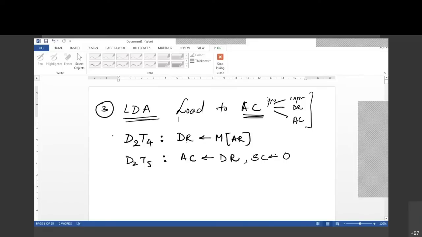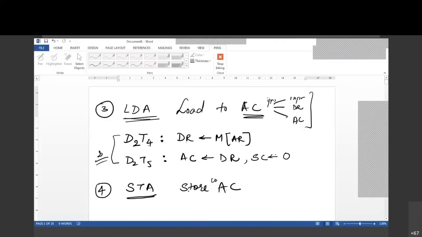Fine. So look, all these 3 instructions took how many timing signals to execute? 2 timing signals, T4, T5. Okay. Chalo, now moving ahead. STA. What is STA? Store AC. What does store AC mean? Store the content of accumulator to memory.